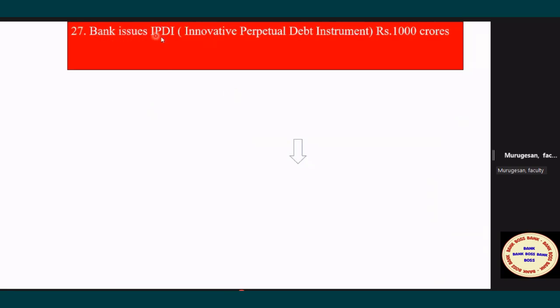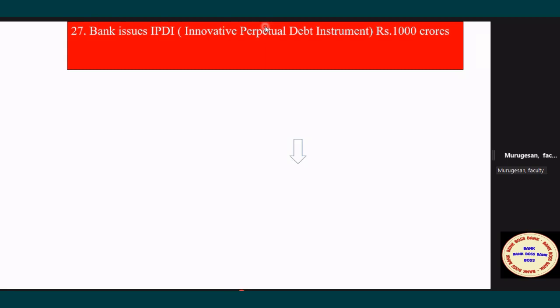Now next question. A bank issues an innovative perpetual debt instrument. This is the IPDI they will use, that means you have to expand it and understand. What is innovative? It will always be issued with a call option. Put option will never be given. Again, it can be exercised only after 5 years. If the banks are having more funds and the interest rates are falling, what will they do? They will redeem that bond because now they can get the funds at a cheaper rate. Why pay unnecessary high interest?